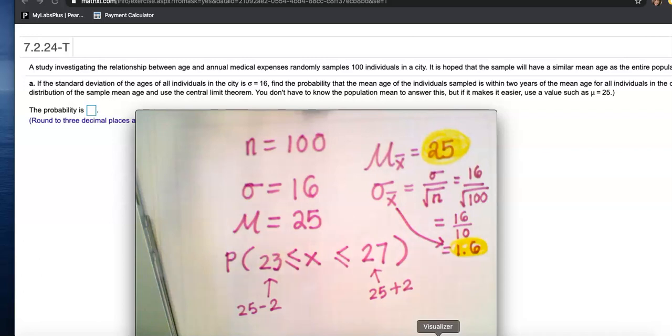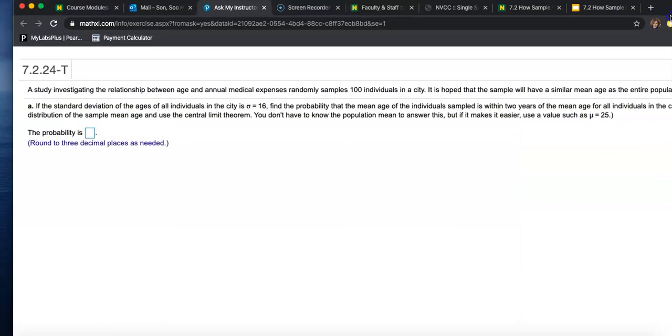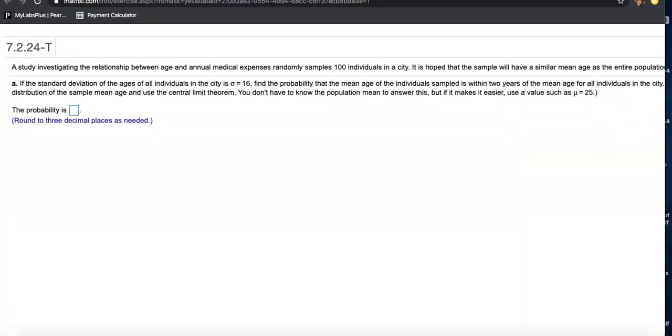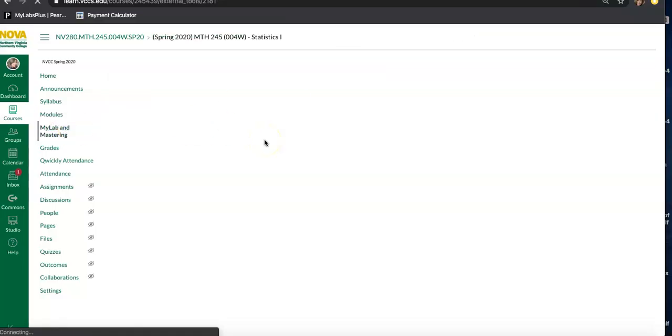I will use my StatCrunch calculator to find the probability that the sample mean is between 23 and 27. So make sure that you have these three things written down. Let's go to StatCrunch together. Where is my StatCrunch? I better open it. Go to MyLab and Mastering.